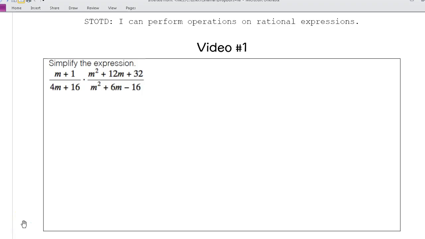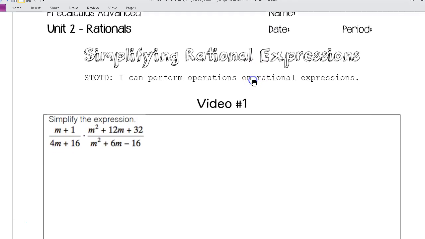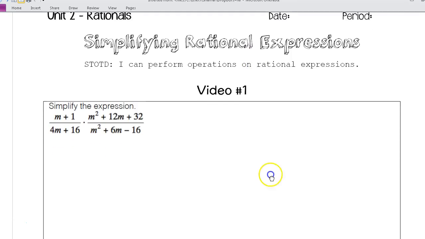This is Mr. Martin. These are video solutions for the first problem on Unit 2 notes. We're simplifying rational expressions.